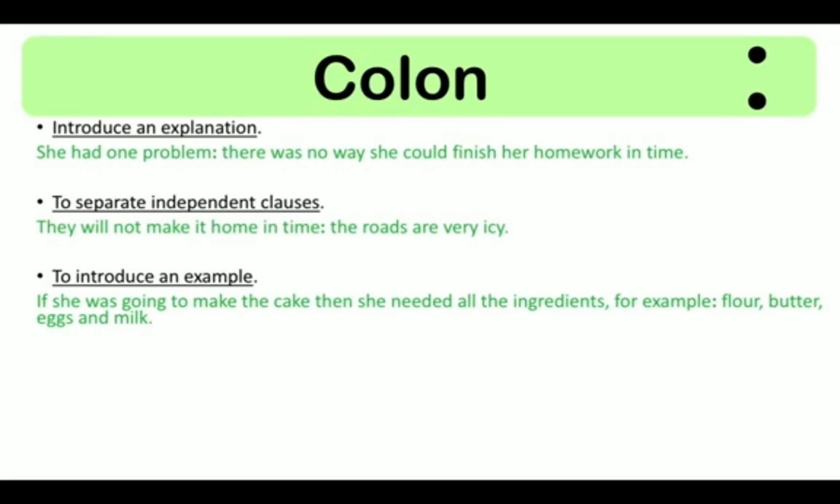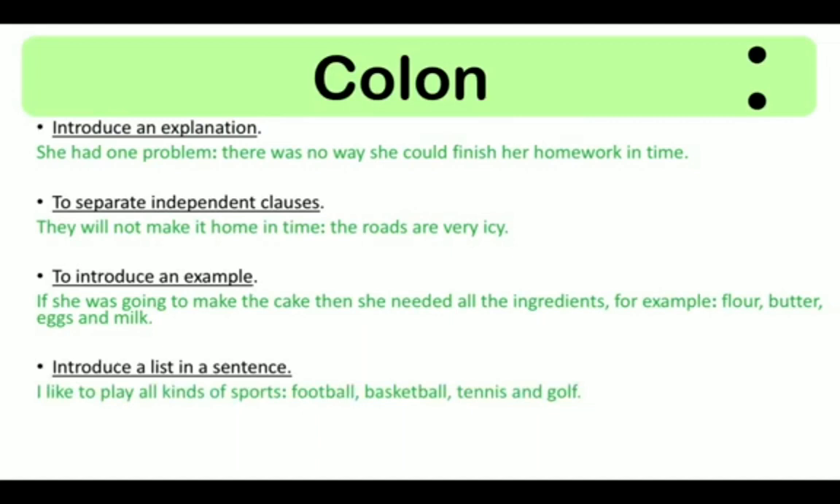An example of a colon being used to introduce a list in a sentence is: I like to play all kinds of sports: football, basketball, tennis, and golf. Remember, when we have a list in a sentence, we always use a comma to separate the items in the list.